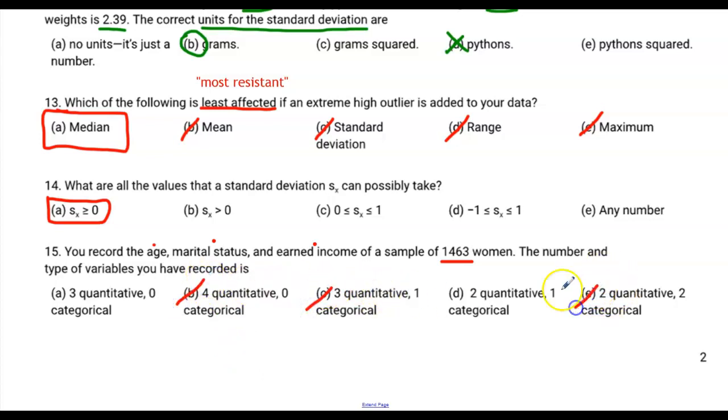2 and 2, that's no good. I got 2 and 1, I got 3 and 0. Okay. I know that age and earned income are both numerical. We can compare them. Like one person might be older than the other. One person might earn more.